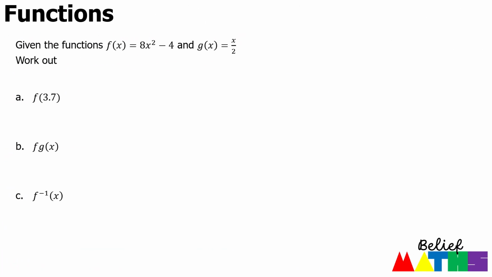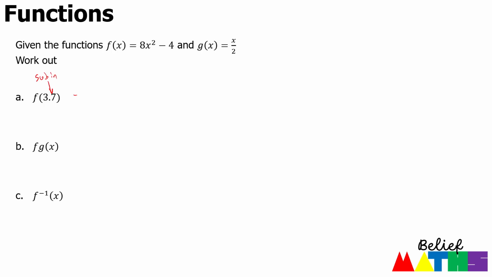Next we're looking at functions, and again functions is one of those topics that can be relatively straightforward but also can be quite complex, and it's just about understanding the notation. So the first one says given those two functions, work out f of 3.7. Now that just means we sub in 3.7 for x.